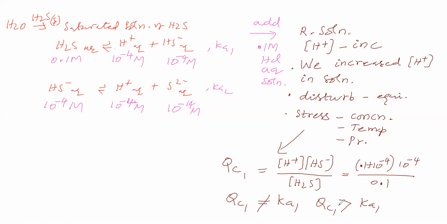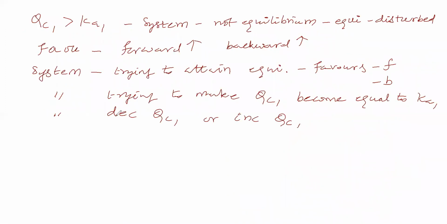Let us change this QC value. Let us make this QC value equal to Ka1, for which system will make QC decrease or will make QC increase. What system will do? In what way is your expectation? Will system make QC1 decrease or make QC1 increase?